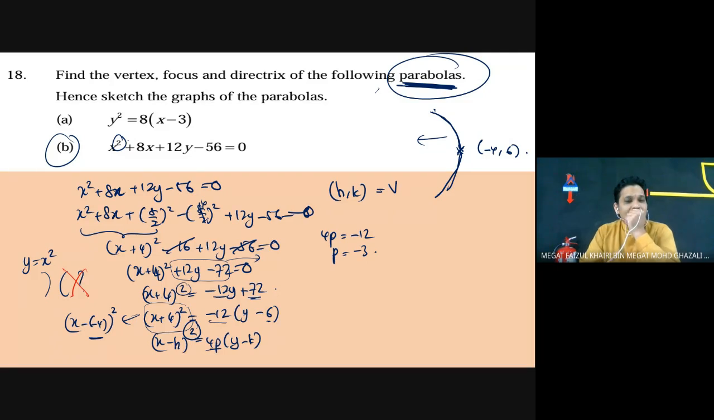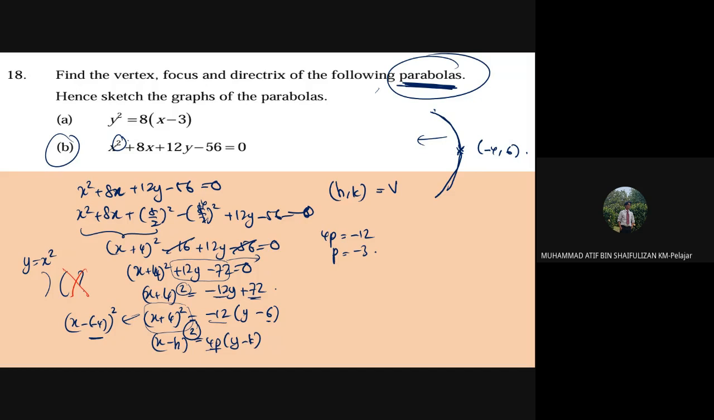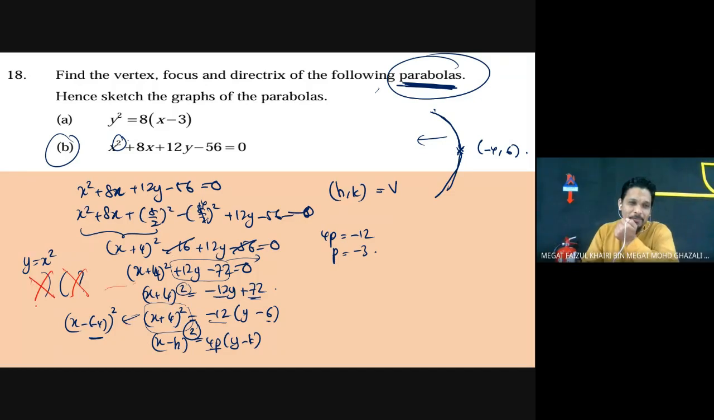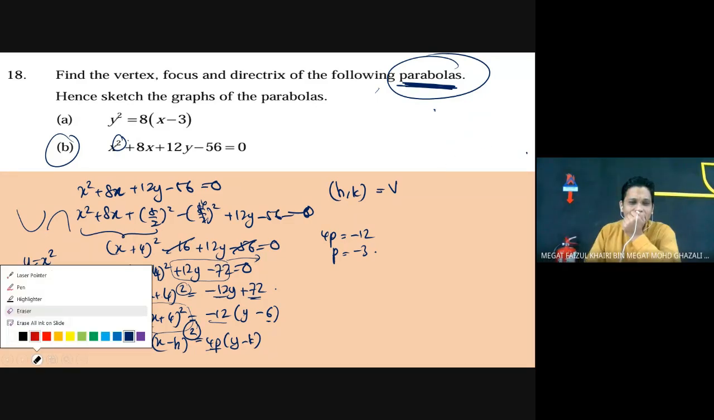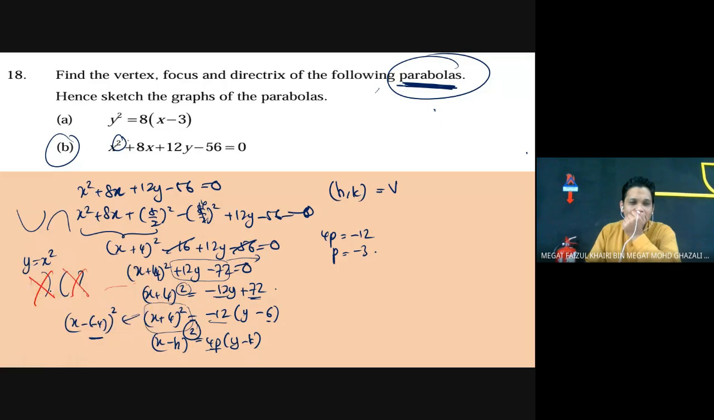Class, y equal to x squared is facing to the left or right? Left. Good. Try to recall the graph y equal to x squared. Facing upward or downward, right? Class, are you all with me? Still with me? Yes, sir. Y equal to x squared is facing upward or downward, not left or right. Left or right is x equal to y squared.